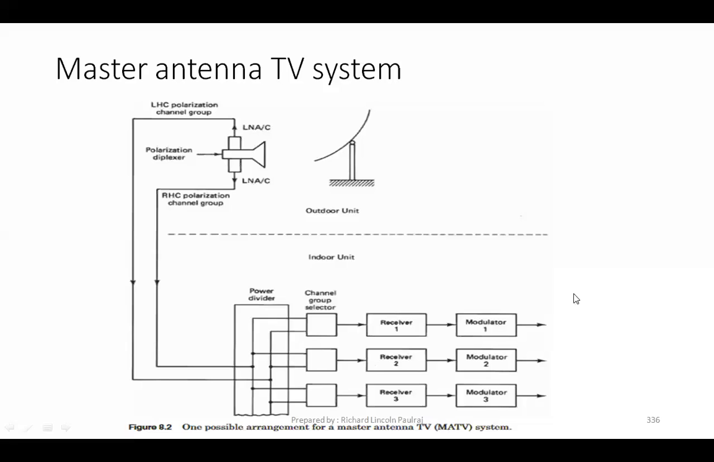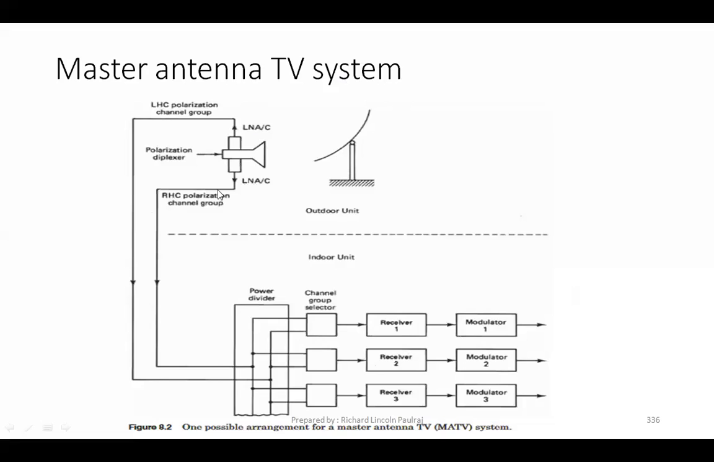So here you can see your master antenna television system, where it has your LHC polarization, which is nothing but your circular type of polarization. And this is our outdoor unit, the dish, and the low noise amplifier. So we have two low noise amplifiers, and then the polarization we have here.